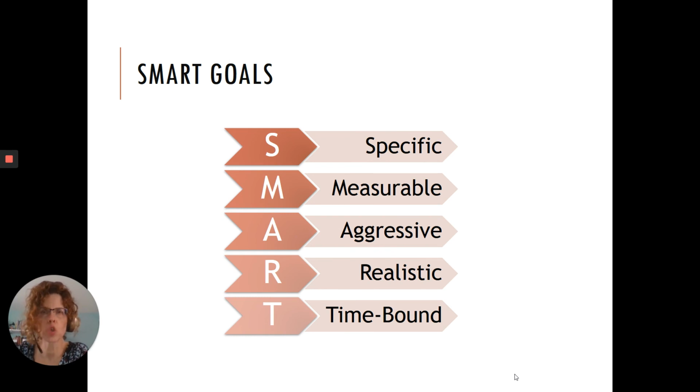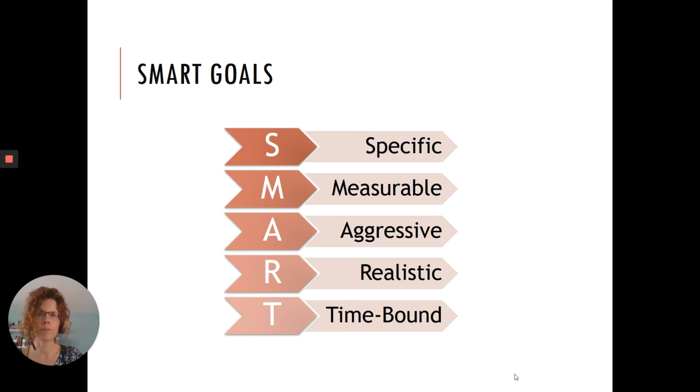In order for goals to work, and when I say that, what I mean by to work is to motivate, to help us choose to be motivated, they need to meet these 5 characteristics. We talk about setting SMART goals. Goals that are specific, measurable, aggressive, realistic, and time-bound.